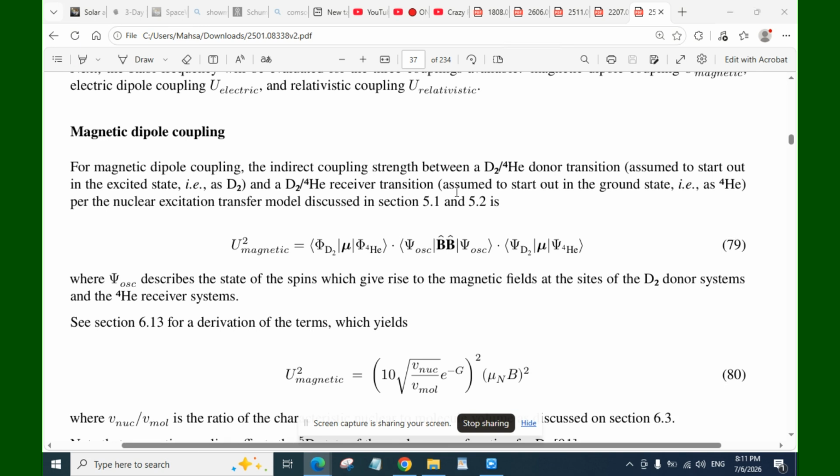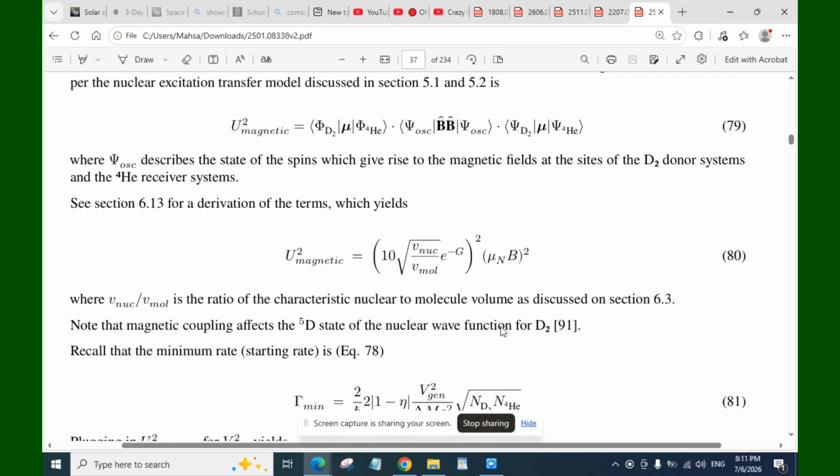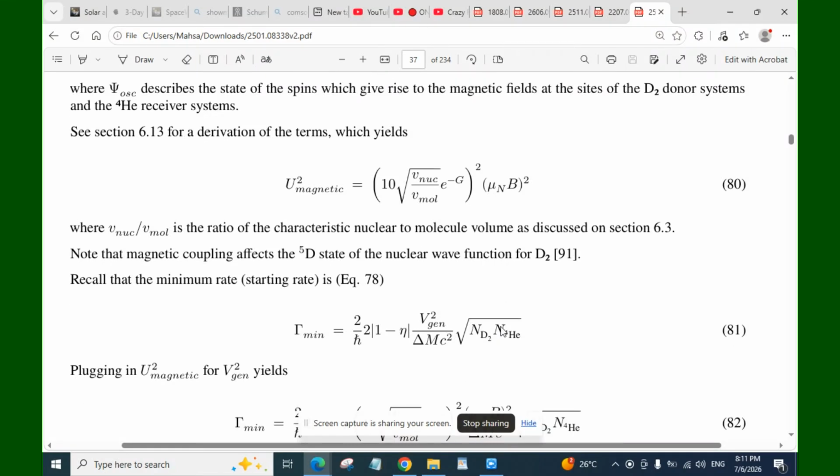See section 6.13 for the derivation of the term, which yields U magnetic to the power of 2 is equal to 10 multiplied by square root U nuclear divided by U molar multiplied by e to the power of minus g to the power of 2 micro n b to the power of 2, where U nuclear divided by U molar is the ratio of the characteristic nuclear to the molecular volume as discussed in section 6.3. Note that magnetic decoupling affects the deuterium state of the nuclear wave function for deuterium, based on reference 91.